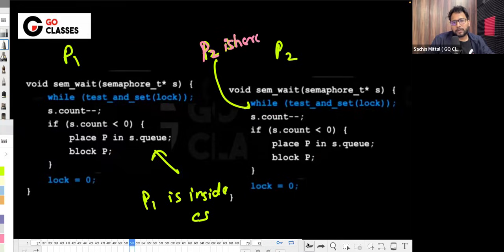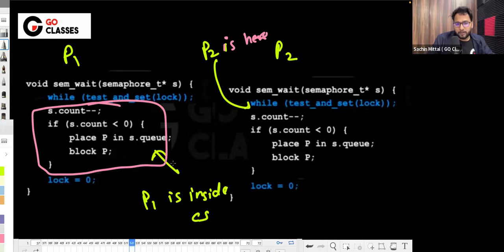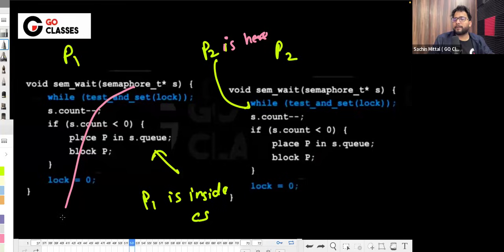Can you tell me how long P2 will be waiting? This is very short code, isn't it? P1 will come, decrement and go away. P2 will not be waiting more than one quantum. Whenever P1 is scheduled, it will just decrement and go away. Yes, busy waiting is there. I'm not saying it is not there, but only for a very short period of time, because P1 will come and go away immediately.